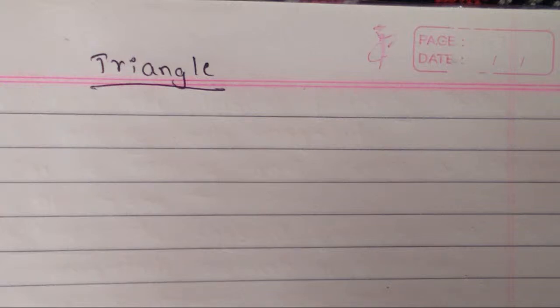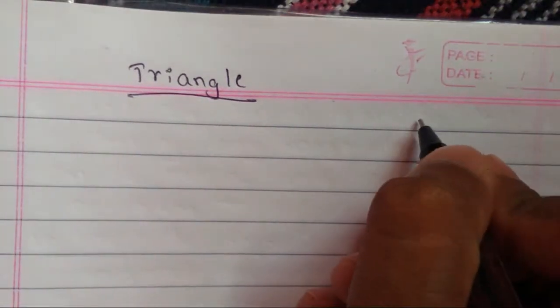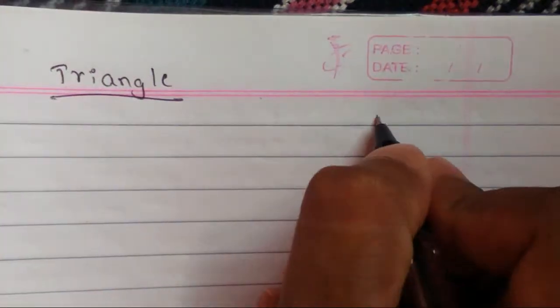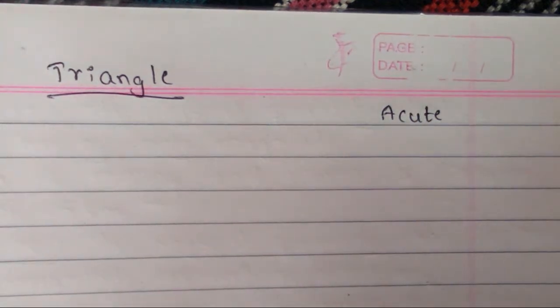In that we have right angle triangle, obtuse angle triangle, and acute angle triangle. So acute angle triangle means a triangle in which all the angles are acute angles. If in a triangle all the angles are acute, that means less than 90 degrees and greater than 0 degrees, then we call that triangle an acute angle triangle.